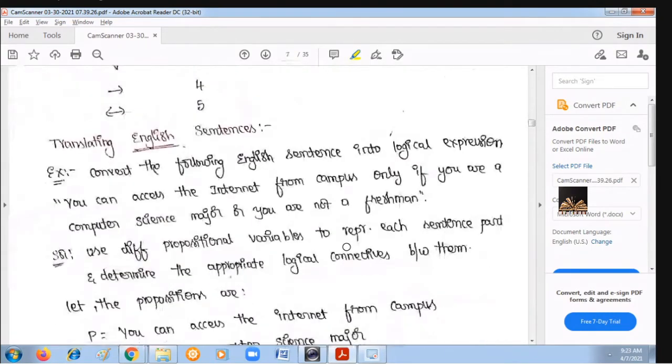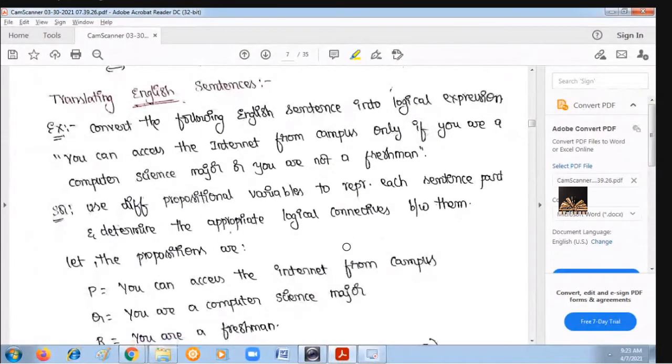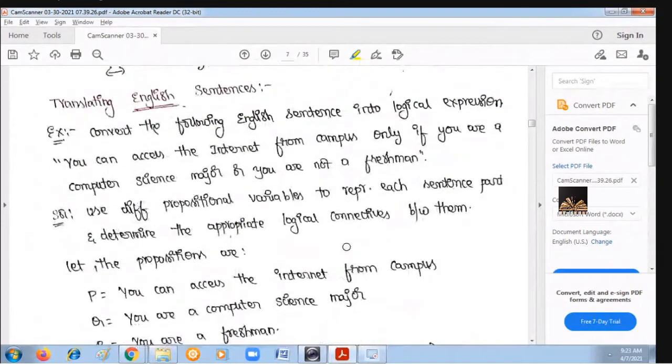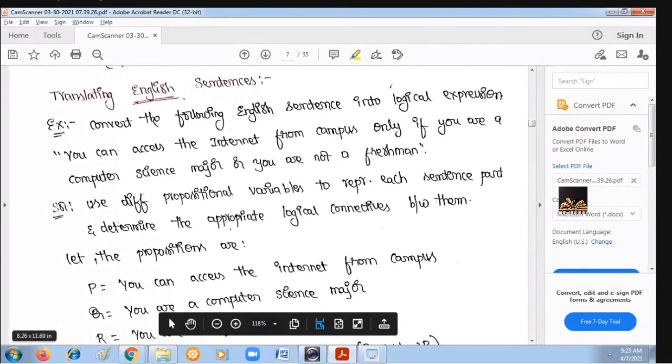Next, translate the English statements. Whenever an English statement is given, you can get its equivalent expression. Before that, in the given statement, first you need to identify what the individual statements present are. Let us take one example.